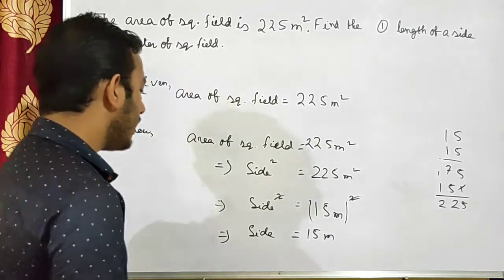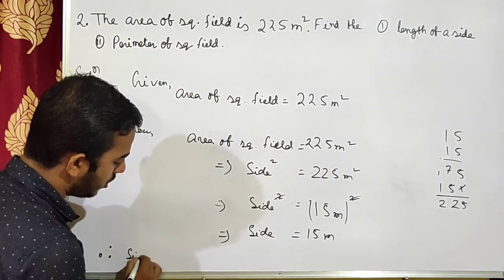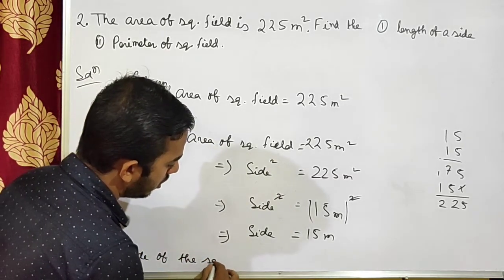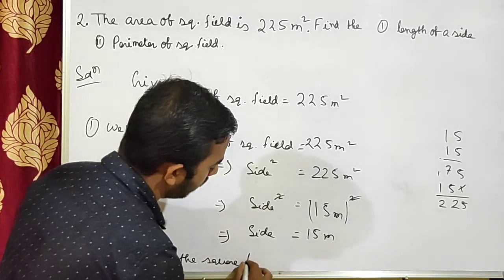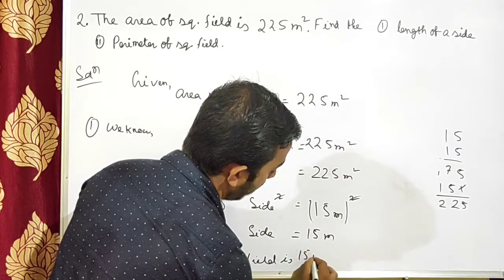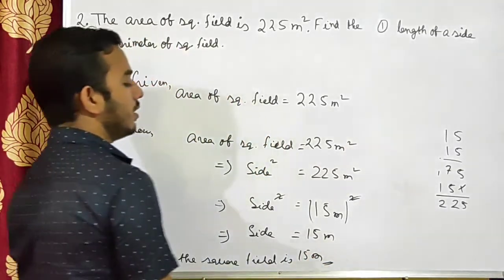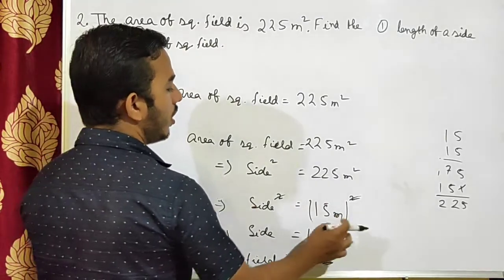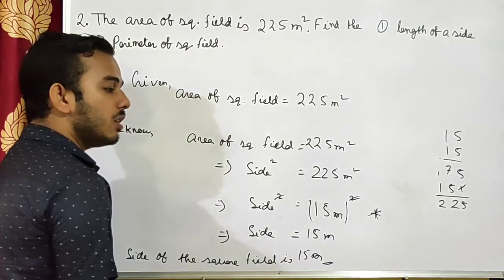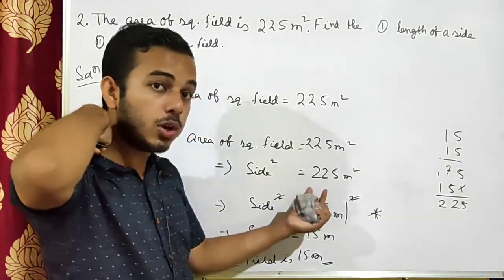So now we will write therefore, side of the square field is 15 meter. I hope this is clear, right? Just we have to know this step: how this 15 has come. 15 is the square root of 225.